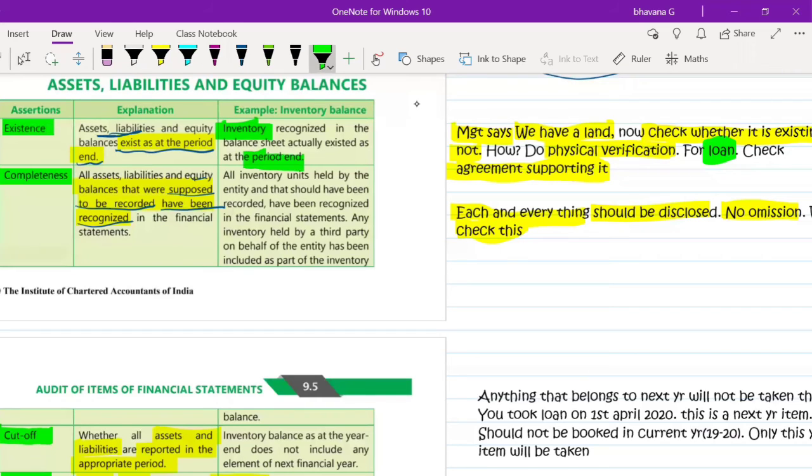Period end is there because during the year you may have 5 lakh of inventory, 4 lakh of inventory, or whatever it is. But financial statements are made according to the end of the year only.